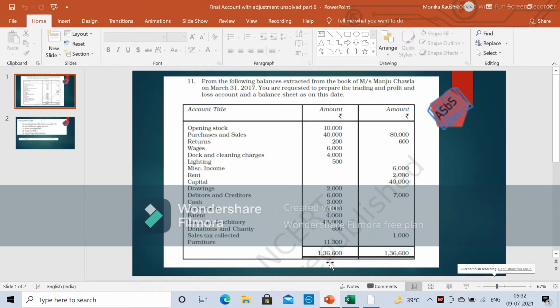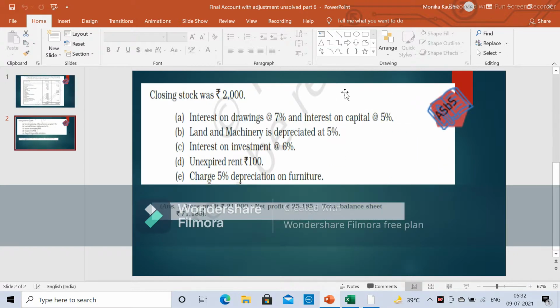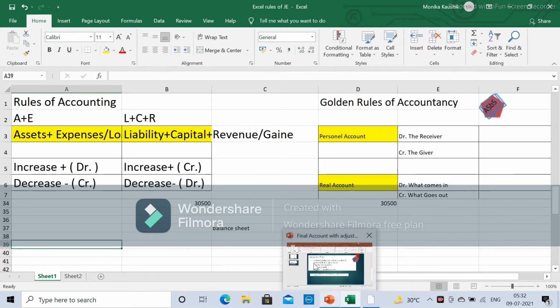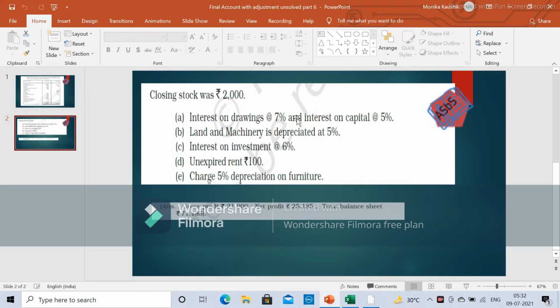Okay, so today we are going to prepare the balance sheet. For the balance sheet also, first of all, we will take all those items related to these adjustment entries to avoid any mess. Okay, balance sheet, interest on drawings and interest on capital.